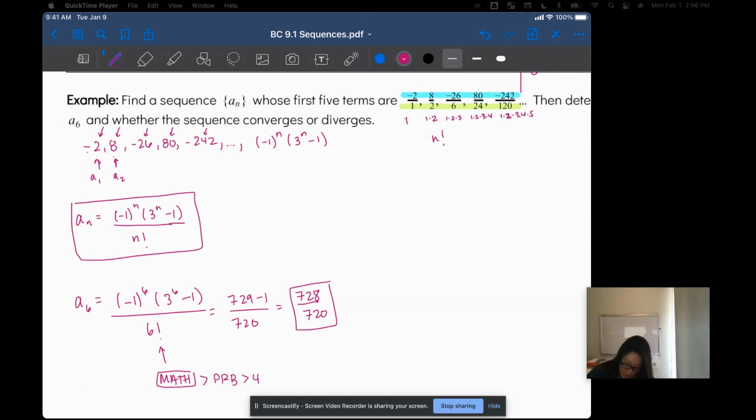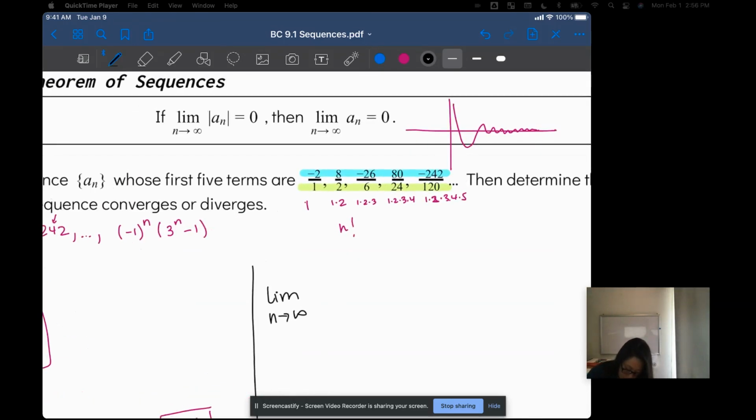And now it's going to ask me if it converges or diverges. So I can use the limit as n approaches infinity of the nth term. But because the sequence oscillates, I'm going to see if the absolute value of the nth term will go to zero. If it goes to zero, then the sequence converges to zero. Anything other than that, we don't really know. Okay, so that's it. We can only test at zero.